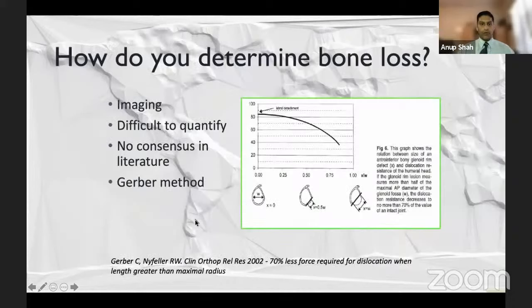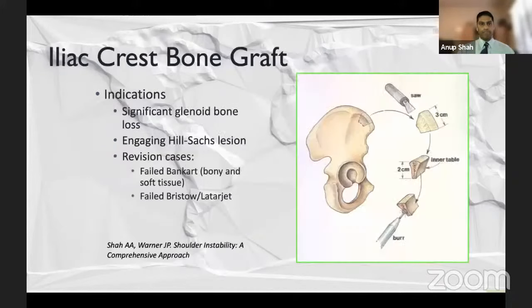So I think one of the really important things is really how do we determine bone loss? This has always been something challenging for me, whether it's with the CT scan and so forth. And how do you really quantify it? I've still gone back to the old school method with Gerber. And I think until we have some really sophisticated technology that can accurately quantify it, that has good inter-observer reliability, I think this has really served me well in the past.